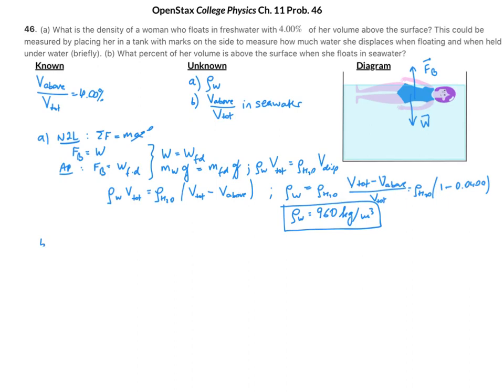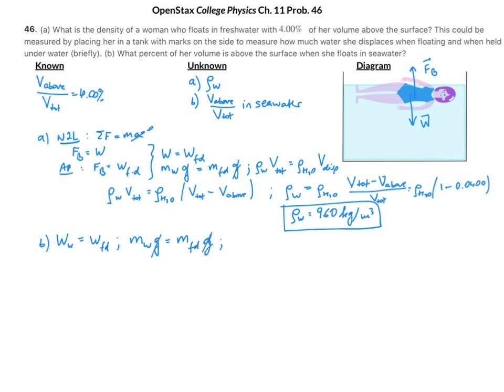Now in part B, I want to know how much she is above water in seawater. So I'll basically start with the same thing. I'm going to use this equation where I have the weight of the woman equal to the weight of the fluid displaced via Newton's second law and Archimedes' principle. So I have weight of the woman is equal to the weight of the fluid displaced, and that is mass of the woman times g, which is mass of the fluid displaced times g.